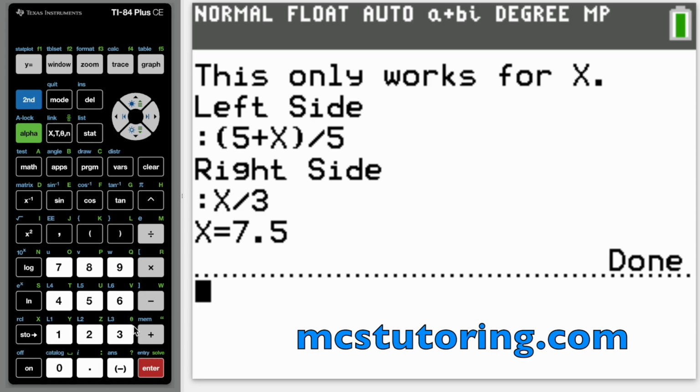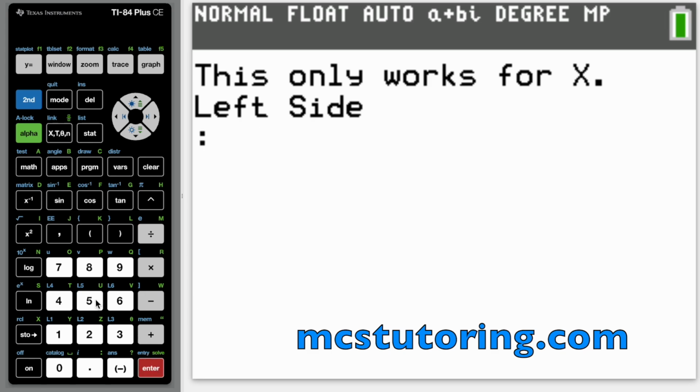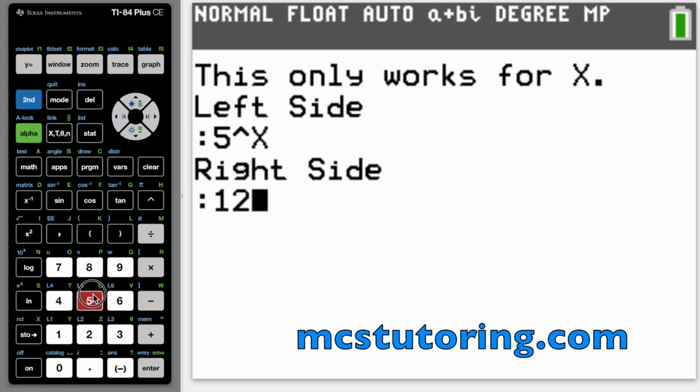Now for the final one, let's have x as an exponent. Let's do 5 raised to the x equals 125.